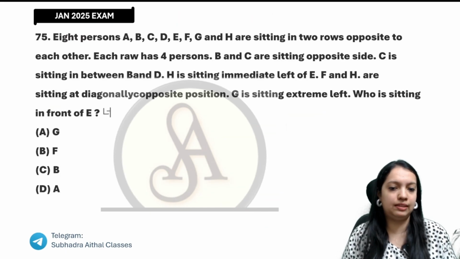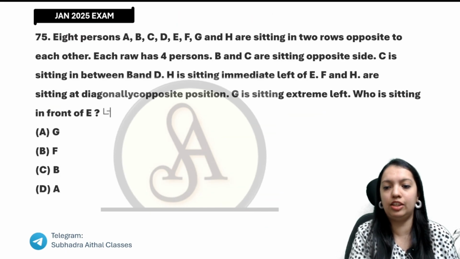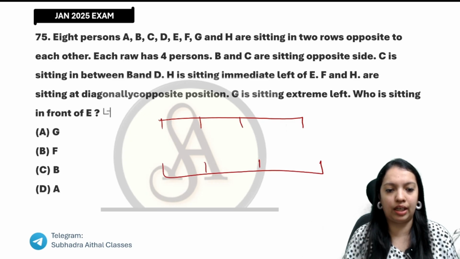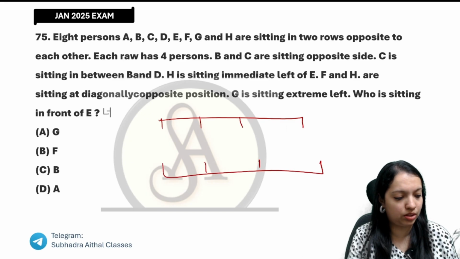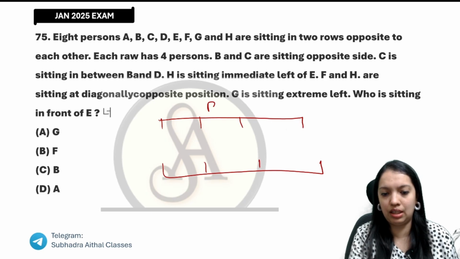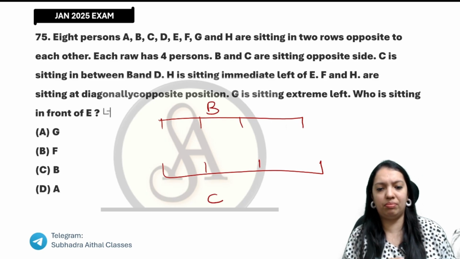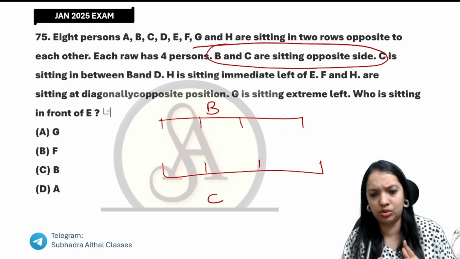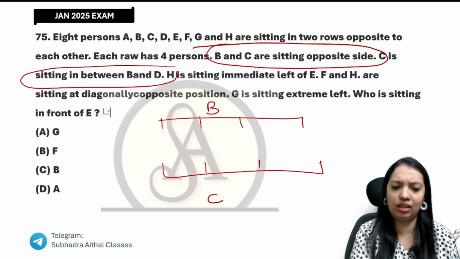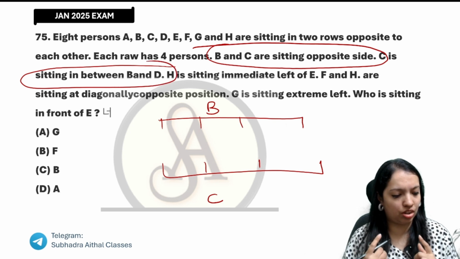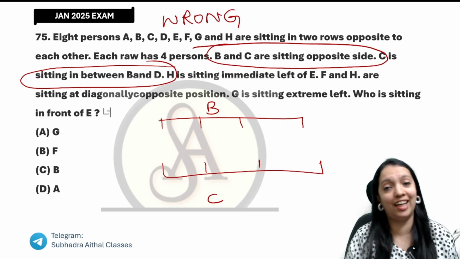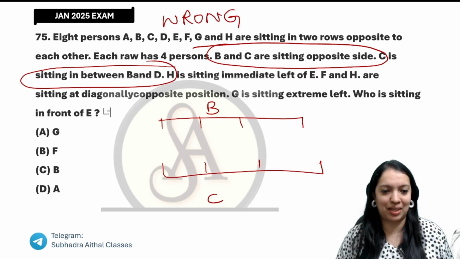Next, 8 persons A, B, C, D, E, F, G, H are sitting in 2 rows, 4 persons in each row. 1, 2, 3, 4, 5, 6, 7, 8. B and C are sitting opposite to each other. Okay, let's consider B and C. C is sitting between B and D. This B is opposite to C and C is between B and D. Something is wrong in the question. This cannot be solved. Again, this is a question which gives you grace marks.